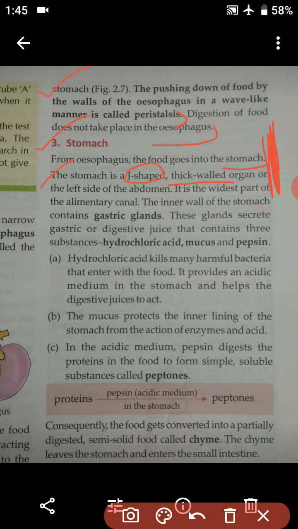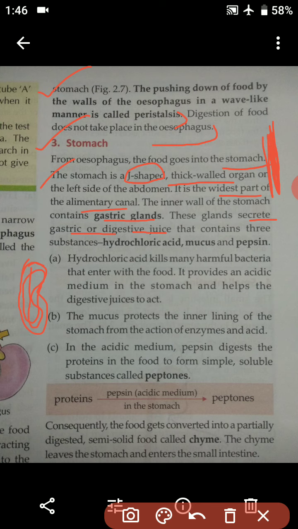The inner wall of the stomach contains some gastric glands. So students, if you think of this as your stomach, there are some inner walls, and in the inner walls there are some gastric glands. These glands secrete the gastric or digestive juice. These glands help in secreting the digestive juice.